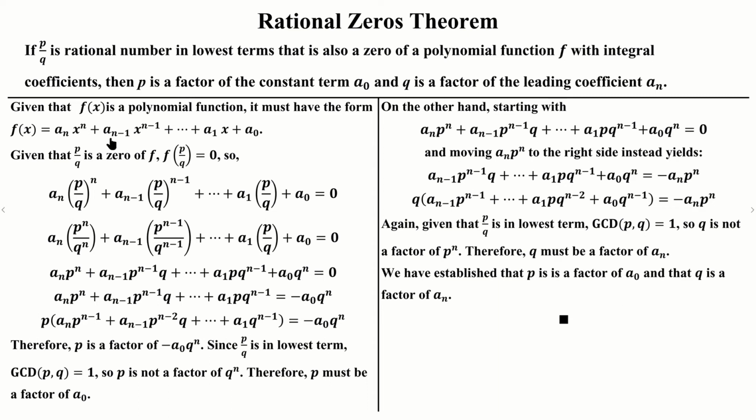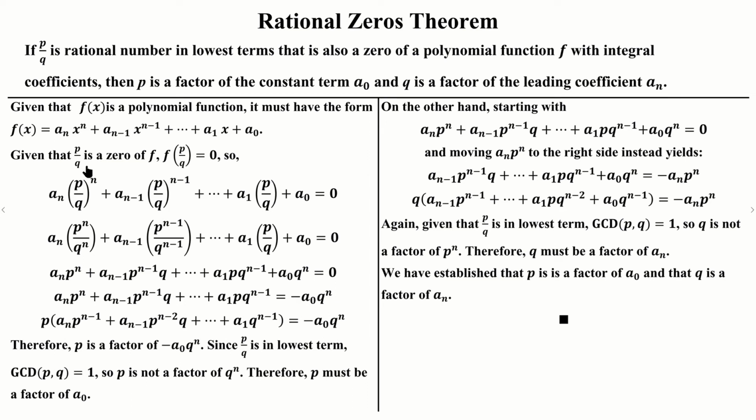So basically we're saying, look, if P over Q is a zero of this polynomial, then the numerator P is going to be a factor of this constant term, and the denominator Q is going to be a factor of this leading coefficient. Now, this really is going to be relying on the fact that it's in lowest terms, as you'll see in a minute. Now, here's the proof.